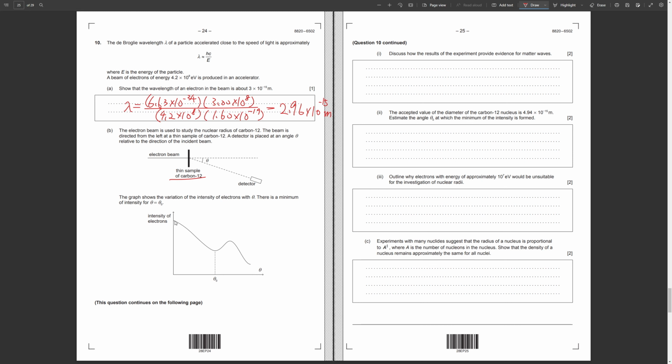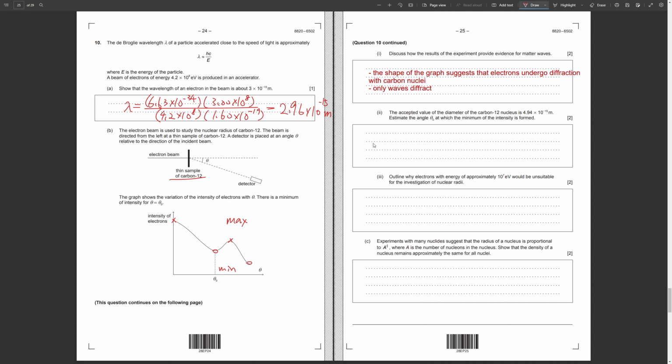Because of the graph, you can see at some point it looks like a maximum. At some point, it looks like a minimum. So this is a very clear evidence. And you can put your answer as, the shape of the given graph suggests that electrons undergo diffraction with the carbon nuclei, and only waves can diffract, nothing else. Diffraction is the extremely clear evidence that waves are present.